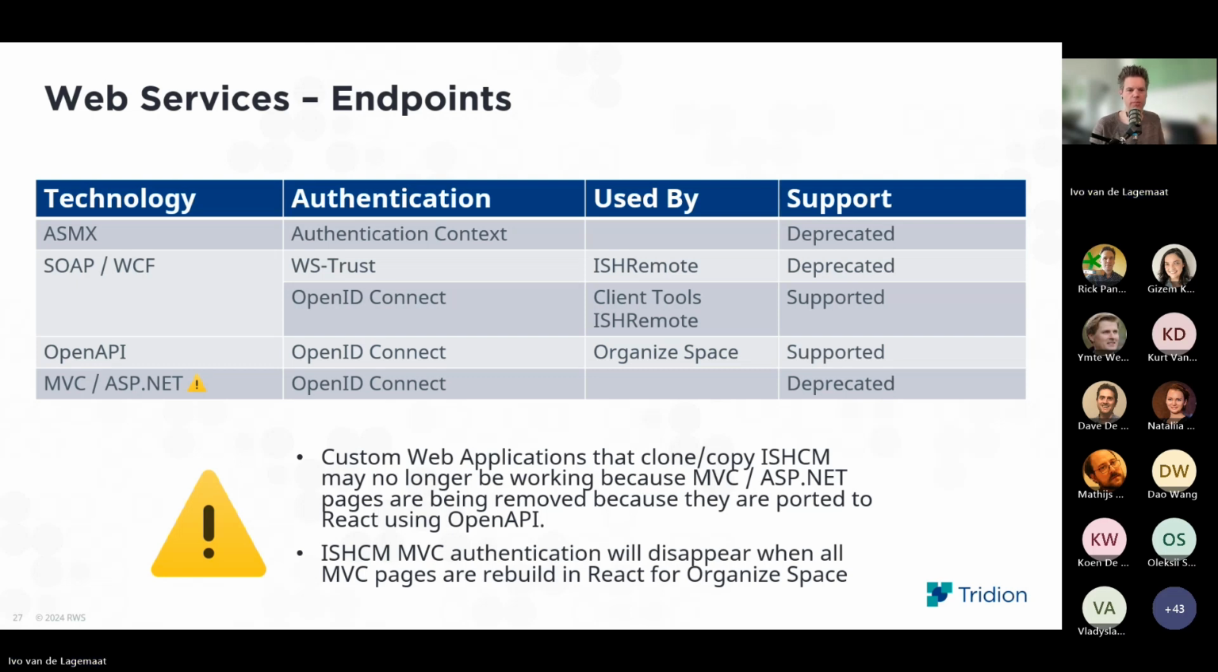although it is a standard. So we have SOAP with WCF, and we have now two kinds of authentication. That is WS-Trust and OpenID Connect, and WS-Trust is deprecated, still used by ISHRemote, but ISHRemote is also now capable of using OpenID Connect, and the client tools are currently also using OpenID Connect. For the OpenAPI, we have one kind of authentication, that is OpenID Connect, that is used by Organize Space, and that's supported.